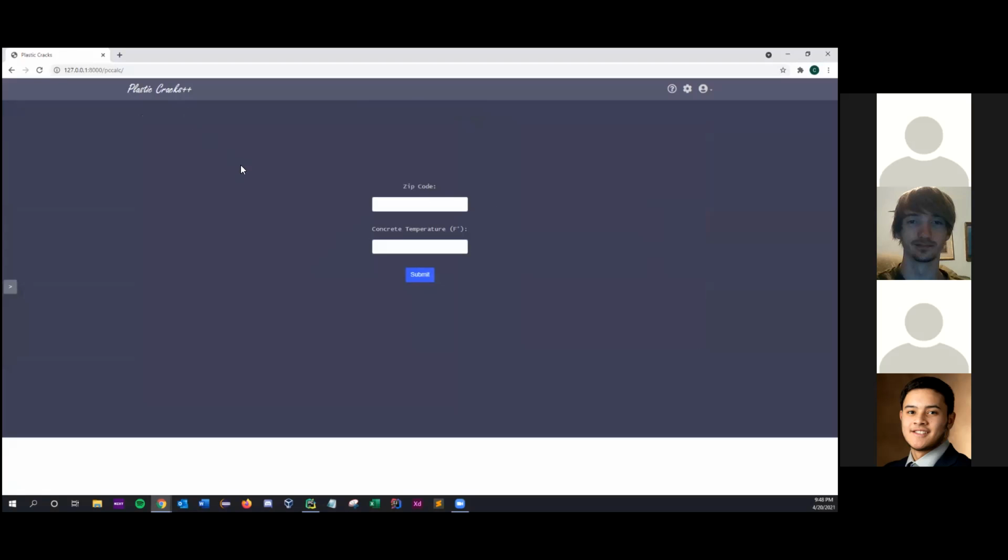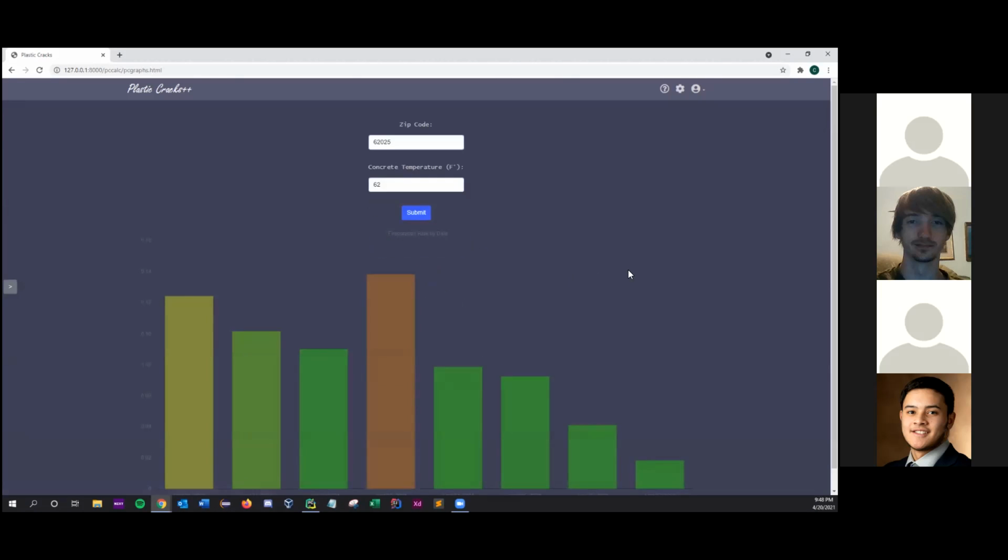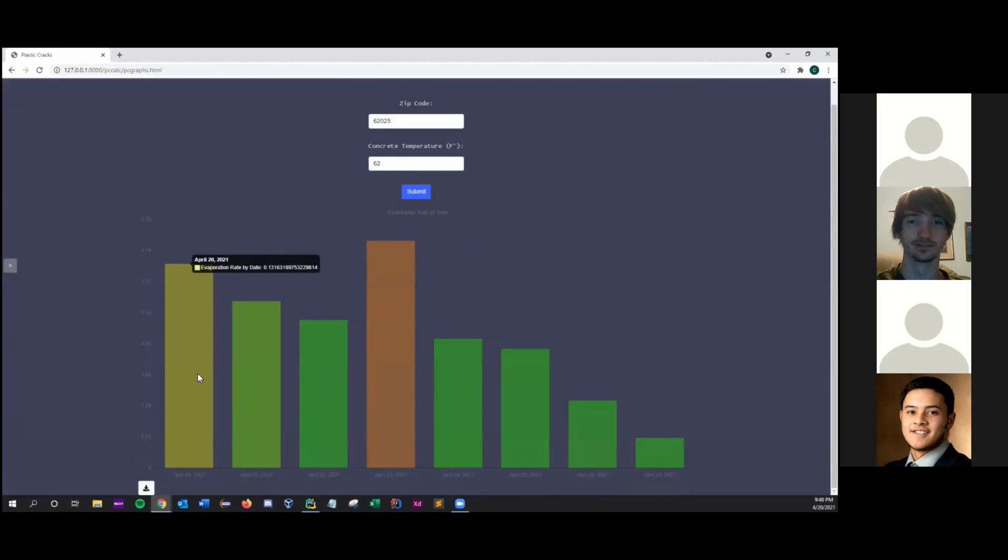So the first calculator in our web application is our recreation of the original plastic cracks calculator. This takes the zip code of the area where the concrete is going to be poured. So we'll just use Edwardsville, and the surface temperature of the concrete after it's poured. I'll just do a sample of 62 degrees. And when you submit this, it gives you a bar graph for today and the upcoming week, which takes the forecast data and the weather metrics as discussed in the slideshow to calculate the evaporation rate.